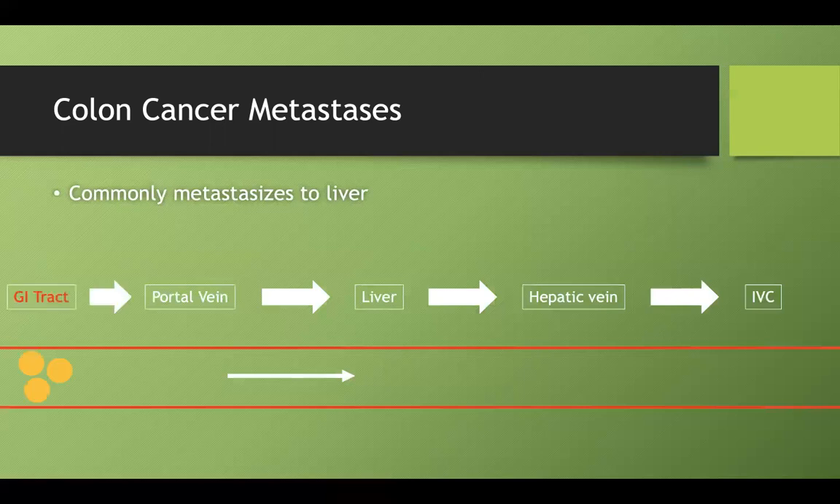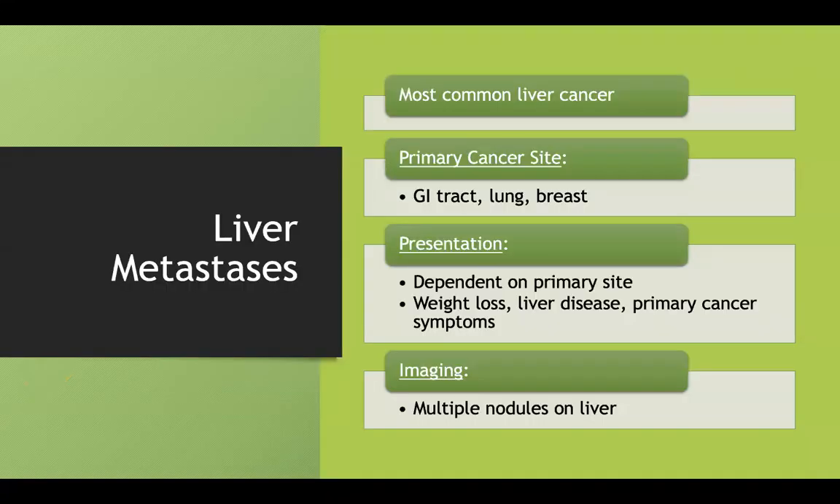So if you had some sort of cancer and you wanted to release little cancer cells throughout your body, it would first go to the portal vein and then it would end up in the liver. And this is from our liver section, which comes up later on. You can see that right here, the GI tract is the most common primary cancer site for liver metastases.